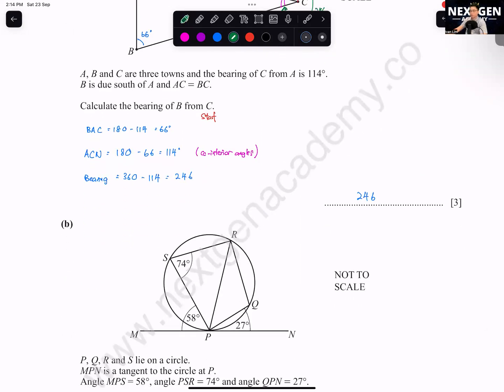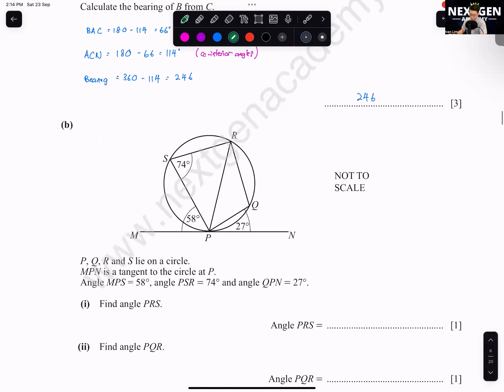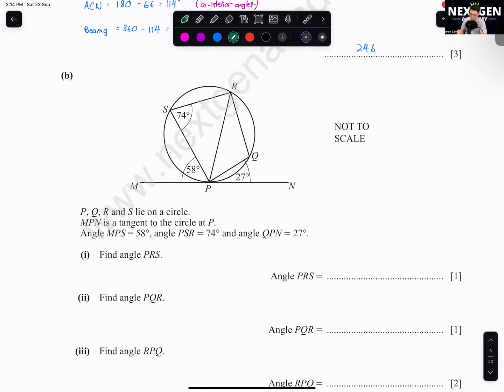Okay, next one. Question 4b. P, Q, R, and S lie on a circle. MPN is a tangent. MPS is 58. PSR is 74. QPN is 27. Find the angle PRS. Okay, what is PRS?